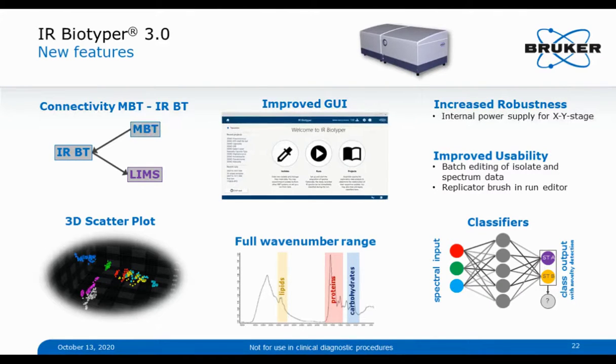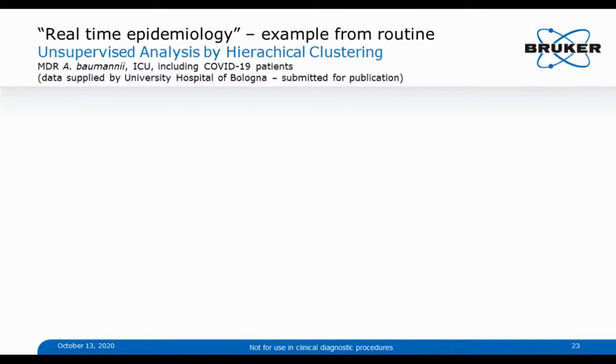And also very important, we included some new connectivity. On one hand, the MALDI Biotyper can be connected to the IR Biotyper, as it should be, as members of a family. So the species identification generated by MALDI Biotyper can be transferred directly to the IR Biotyper, and in future these capabilities of transfer will be expanded. On the other hand, IR Biotyper also can be connected to the laboratory information system and transfer data there.